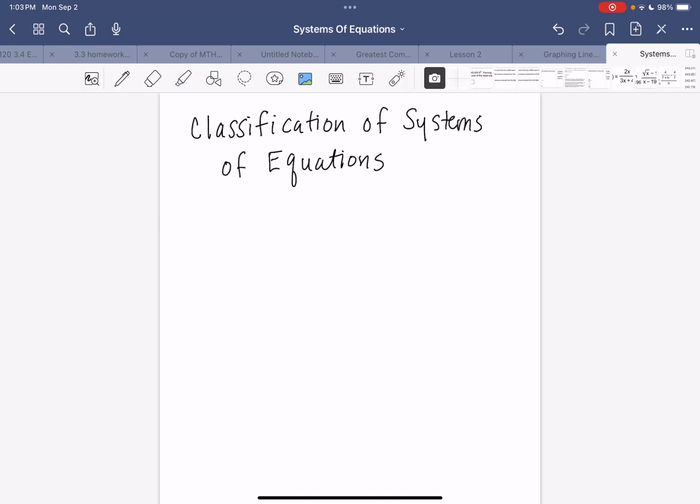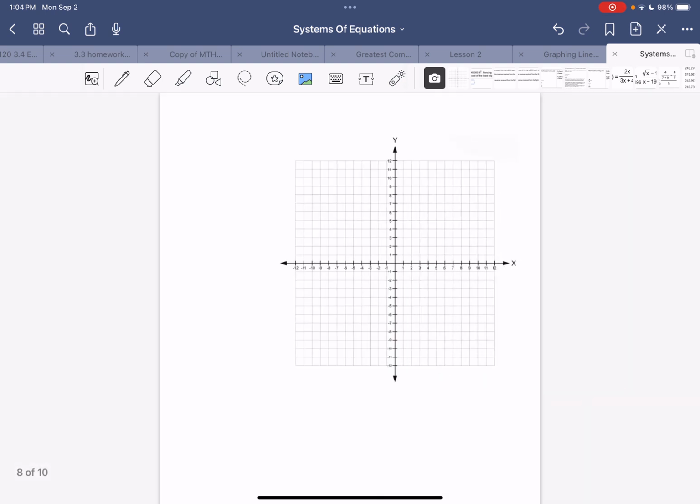So let me talk with you about classification of systems of equations. We've already talked about all three kinds of these systems, but we never used the vocabulary that you may see in some of your homework problems. So the first kind is intersecting lines.